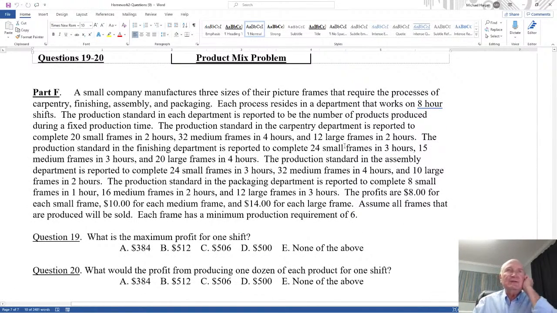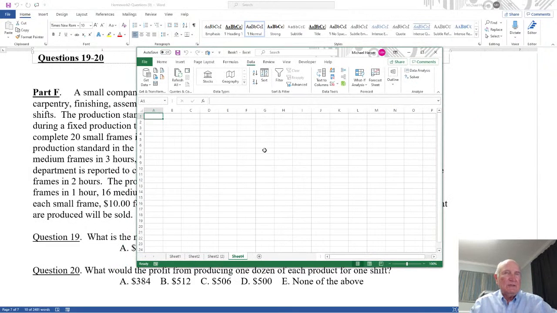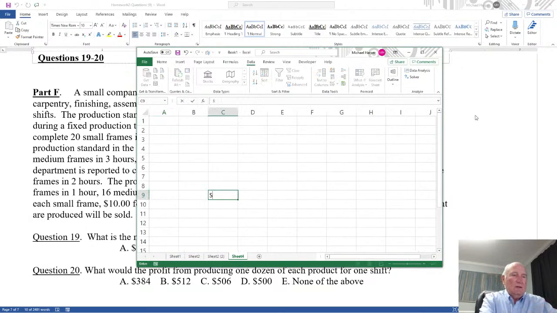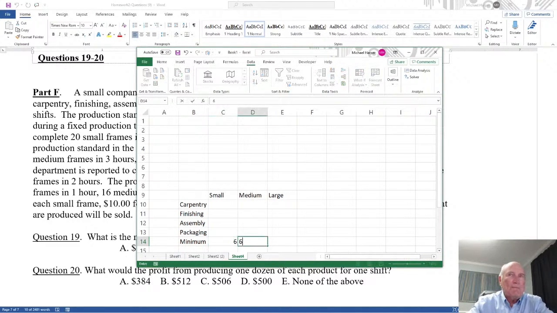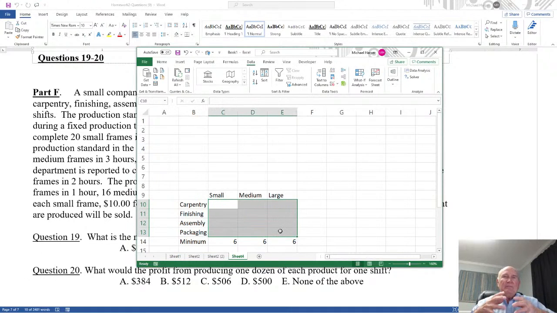Okay, and remember, I think I've mentioned this before, how you have three sizes, small, medium, and large down here. Okay, and so you're going to have, let me increase this here. And let's come down here and say, okay, we'll have small, medium, and large. Then over here, you'll have carpentry, you'll have finishing, assembly, packaging. Okay, and then you'll have the minimum. You mentioned the minimum. The minimum is going to be 6. So let me just put 6 in here. Okay. Now these here have to be the production standards. In other words, how many units of resources needed for each product.